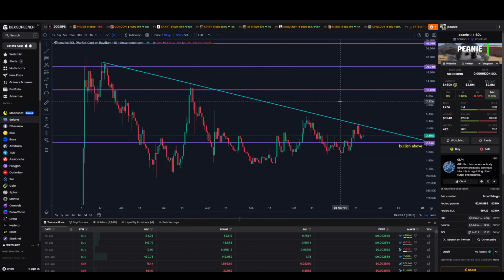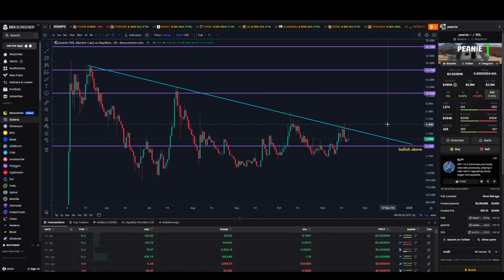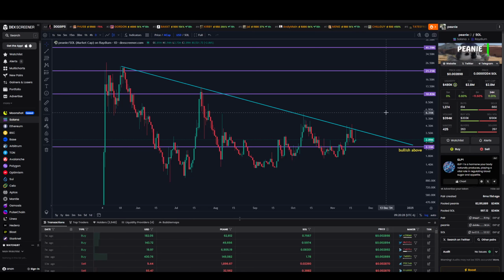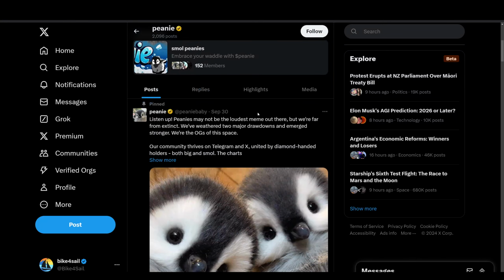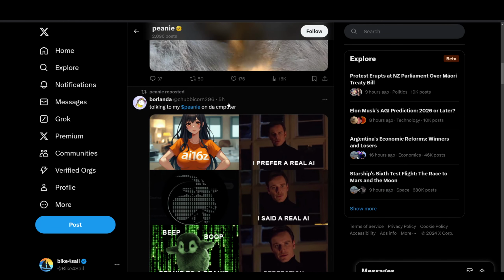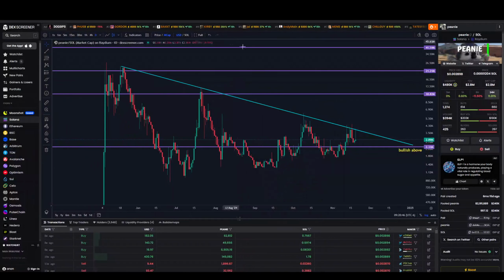Here's one we're looking at right now that's taken a while to consolidate, but once it has its real breakout, we believe it will go. And the name of this one is PEANIE. It's kind of like a penguin. And their Twitter is usually pretty active. Let's see when they last posted. Yeah, 5 hours ago. So they're staying active. That's good.